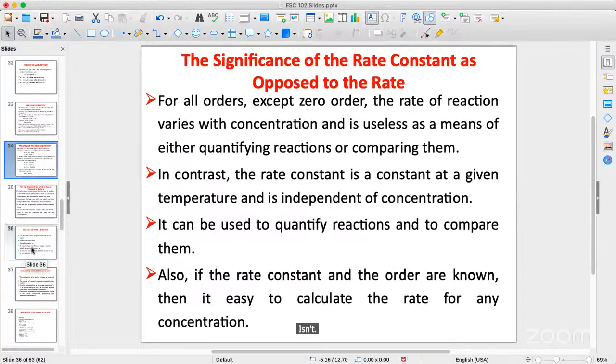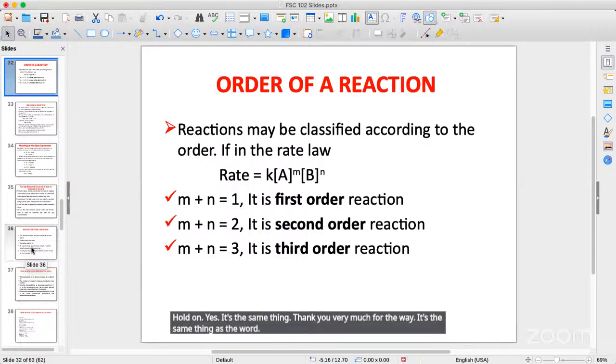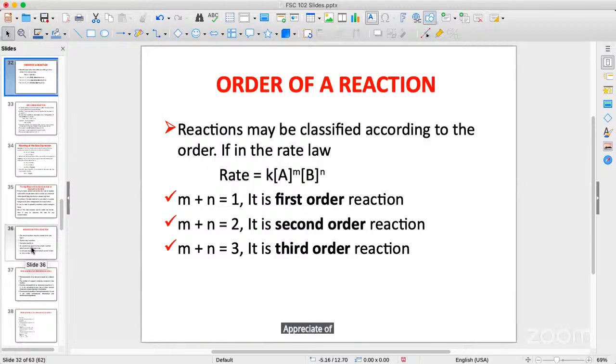And it can be found through the coefficient of the slowest reaction. Hold on. Yes, it's the same thing. It's the same thing as the coefficient of the slowest step in your mechanism of reaction. Okay, sir. All right.